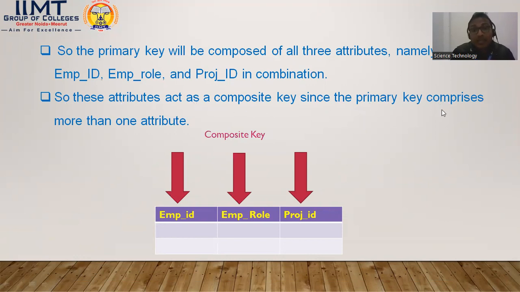Since the primary key comprises more than one attribute, जब हम एक प्राइमरी की के साथ में more than one key को, more than one attribute को कंबाइन कर लेते हैं, तो वो पूरा का पूरा क्या बन जाता है? कंपोजिट की. This is the composite key.